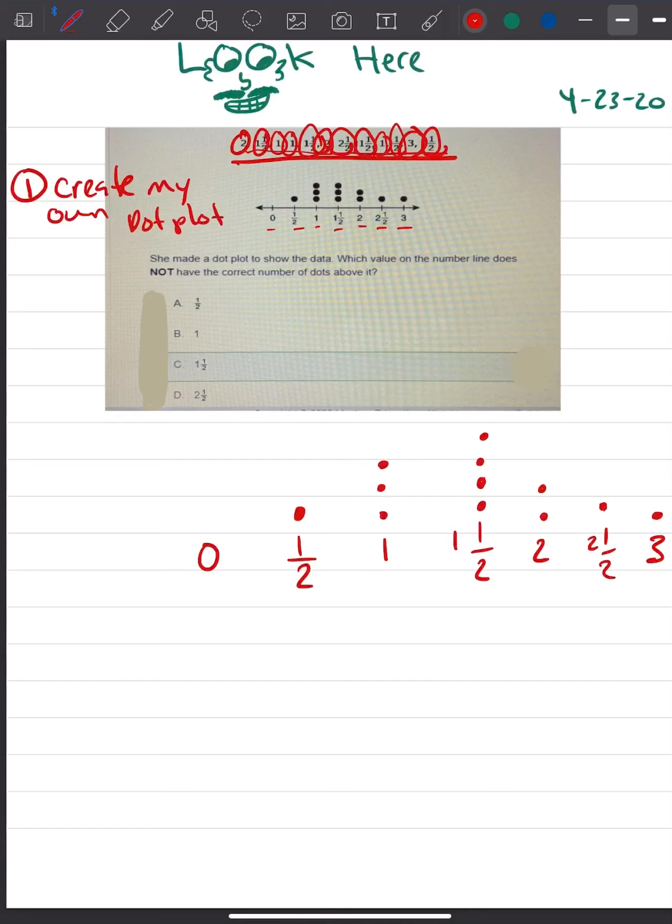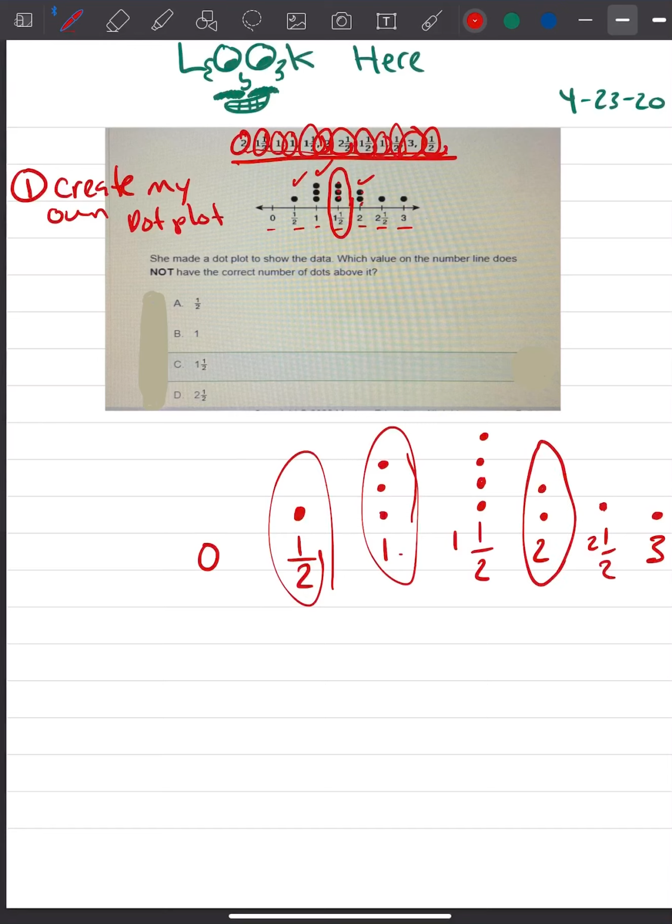They want us to know which of these numbers is not matching. Okay, so let's see. In the half, I have 1. Yes. On the 1, I have 3. Yes. On the 1.5, I have 4. And up here, I have 1, 2, 3. Oh, I'm missing 1. So you know what? This might be the one that we're looking for. Let's see on the next one. Number 2, I have 2. Yes. On 2.5, I have 1. Yes. And on 3, I have 1. Yes. Okay, so which one was missing information? Yeah, 1.5 is missing information. So our answer is going to be 1.5.